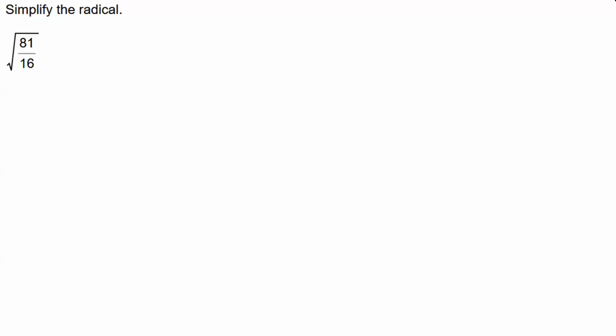All right, here we're supposed to simplify the radical. So here we have to take the square root of 81 over 16. Well, we can do this and simplify that into the square root of 81 over the square root of 16.